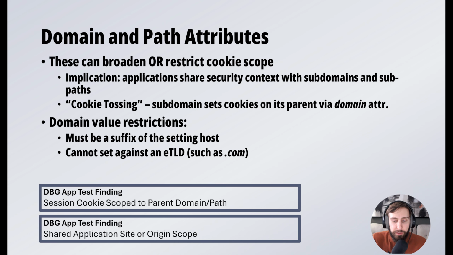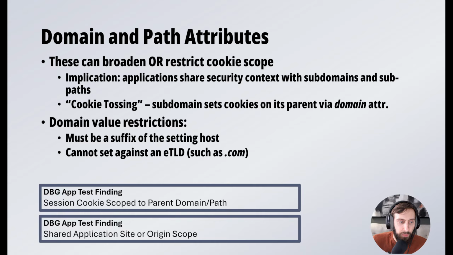Domain and path attributes, these are the fundamental attributes that determine the scope of your cookie. So what URLs can this cookie apply to and be sent to? So these are the rules that browsers use to determine the scope of URLs that the cookie should be sent to. Because remember, for a lot of these attributes, the browser is what is really applying the security mechanisms. And what's interesting about these attributes is, depending on how you set them, they can actually broaden or restrict cookie scope compared to if you didn't set these attributes at all. And so one of the big implications for this is that applications share security context with subdomains and subpaths.